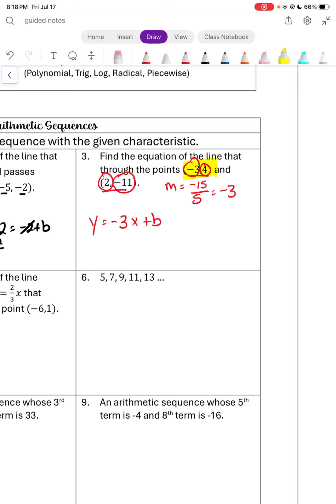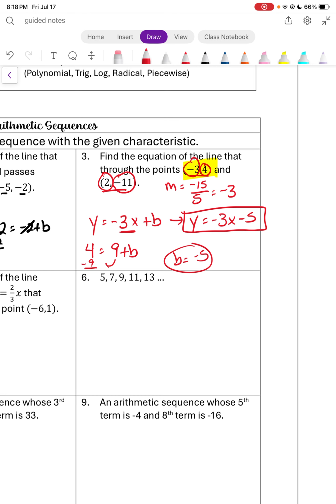Let's see, I'm just going to plug in that -3, 4. So again, your y value is 4. Your x value is -3. Multiply it out as you plug it in. Move the 9 over by subtracting 9, and that gives us a b value of -5. And I'm just going to rewrite this. So our new equation is going to be y equals -3x. And you can put plus -5, or if you'd like to, just put -5, the exact same thing.